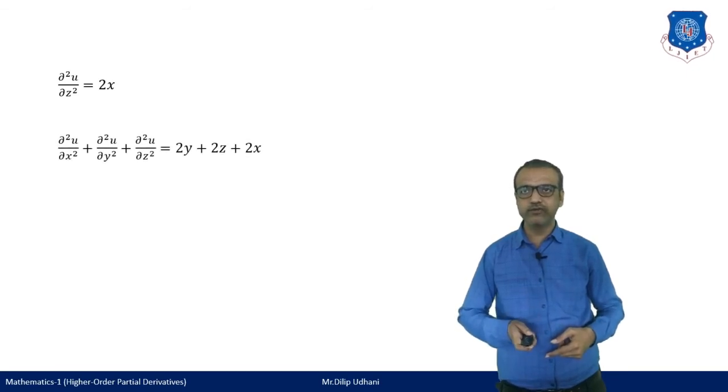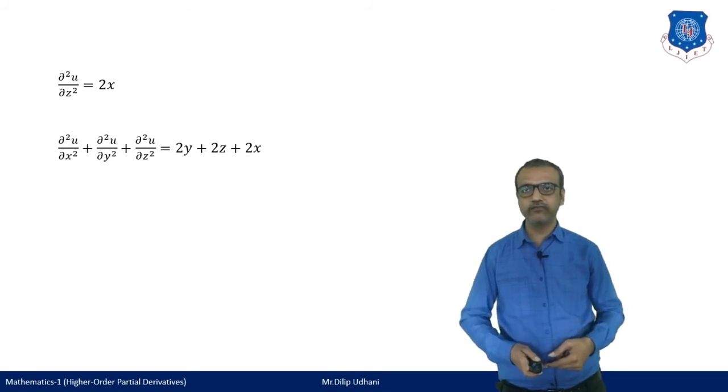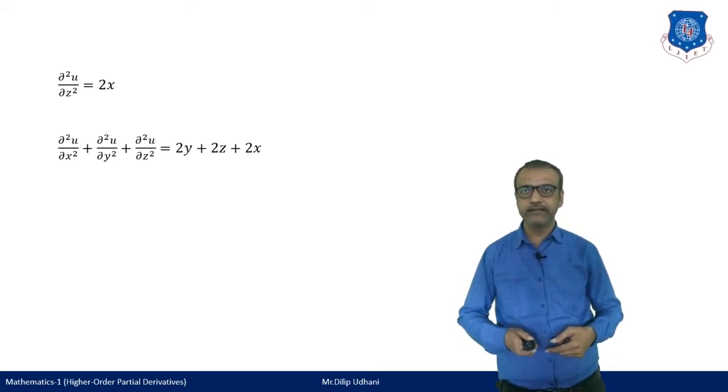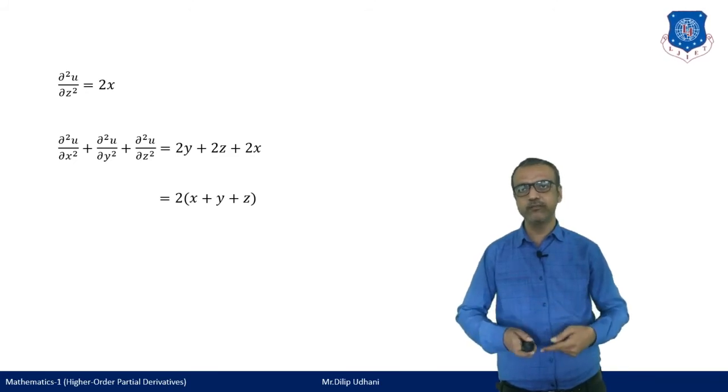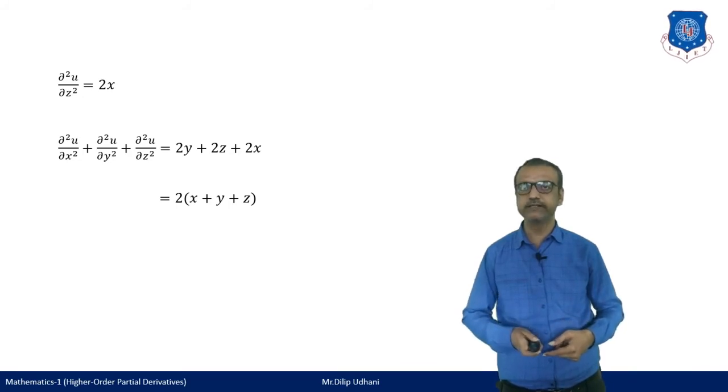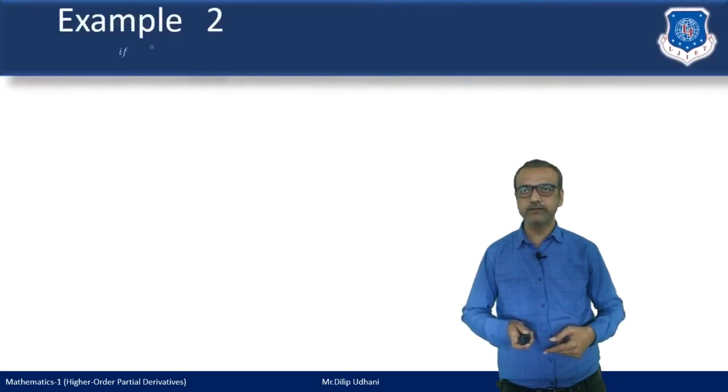Now we will find del square u by del x square plus del square u by del y square plus del square u by del z square, and that is equal to 2y plus 2z plus 2x. Now taking 2 common, inside the bracket we have x plus y plus z. So this was problem number 1. We have gone through how to find first order and second order partial derivatives in this problem, and then we obtained the results of del u by del x plus del u by del y plus del u by del z, and del square u by del x square plus del square u by del y square plus del square u by del z square. Okay. Now we will see example number 2.